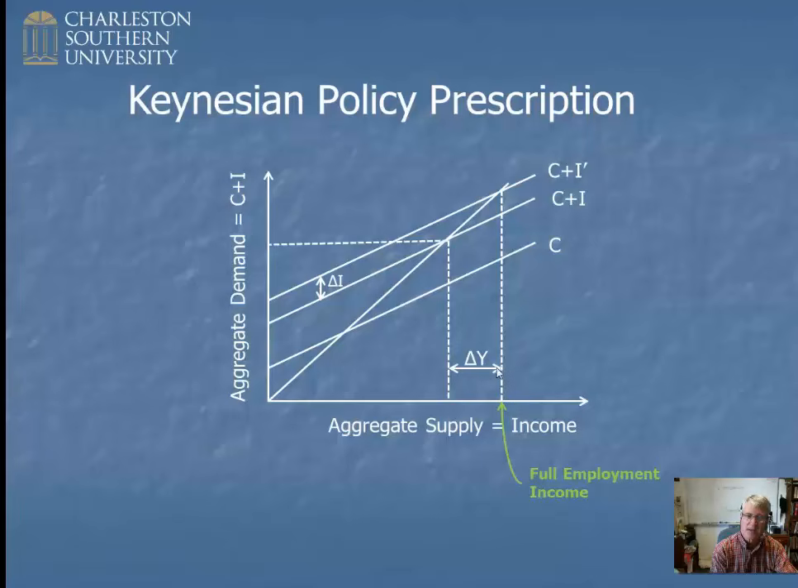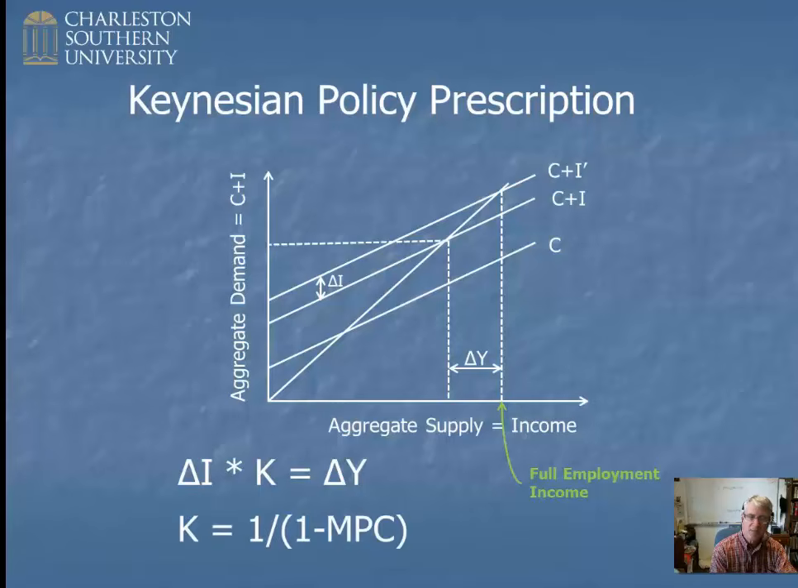This is delta Y over here. Got it? So there's a formula that helps us figure this out, and it is the change in investment times the multiplier. I haven't given you the formula for the multiplier yet, but the change in investment times the multiplier gives you the change in income. And the multiplier is defined to be 1 divided by 1 minus the marginal propensity to consume.